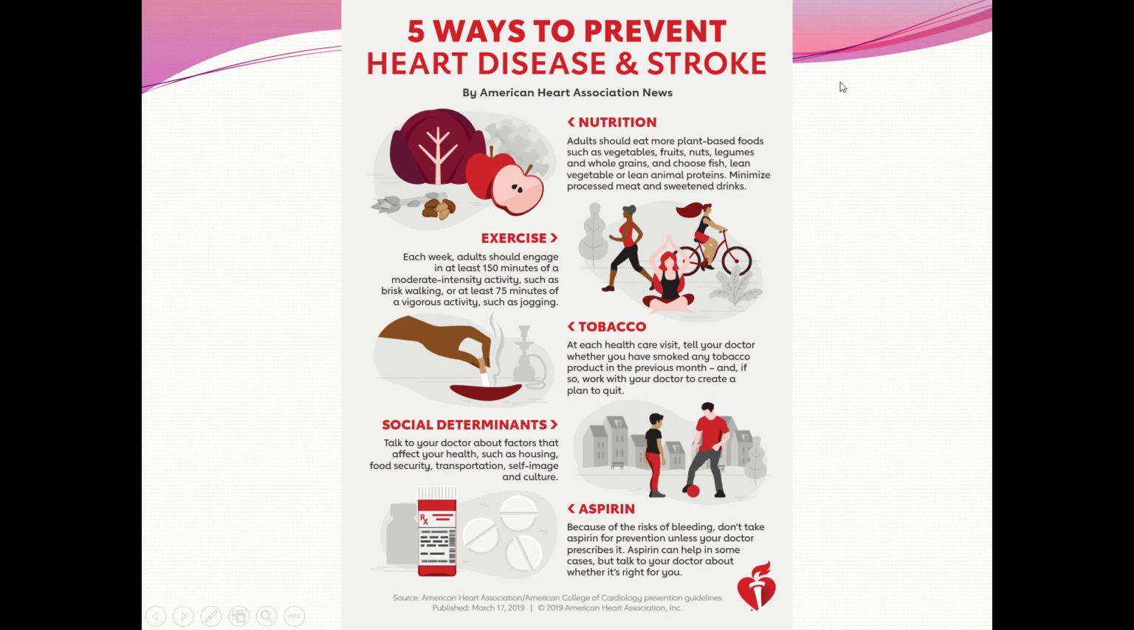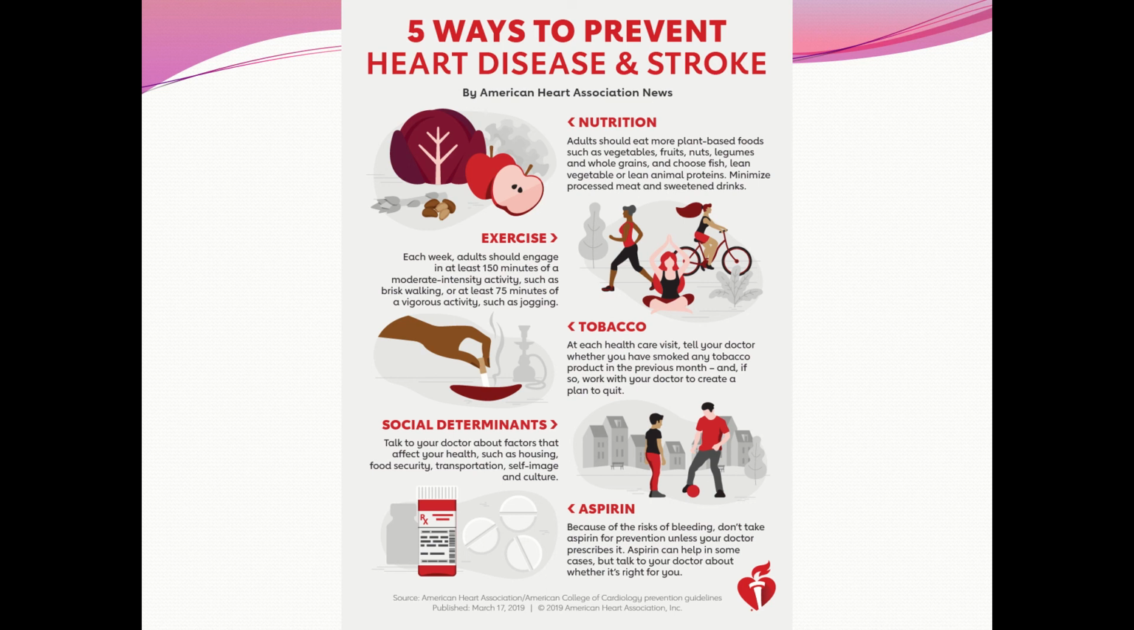Here are some ways to help prevent heart disease and stroke. Healthy nutrition says adults should eat more plant-based foods such as vegetables, fruits, nuts, legumes or beans, and whole grains, and also choose fish, lean vegetable, or lean animal proteins. Minimize processed meat and sweetened drinks. For exercise, each week adults should engage in at least 150 minutes of moderate intensity activity, such as brisk walking, or at least 75 minutes of a vigorous activity, such as jogging.